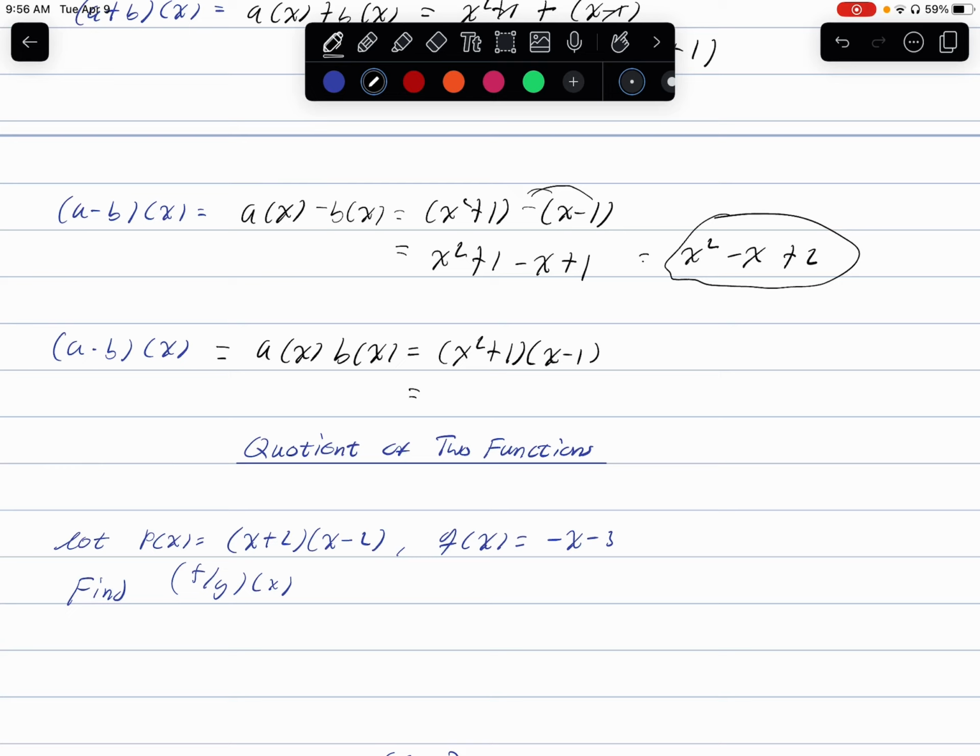So if we do our first, we'll have x squared times x, which is going to give us x to the third. Then we'll have x squared times negative 1, so minus x squared. Then 1 times x gives us x, and 1 times negative 1 gives us negative 1. And that is actually, I think, as simple as we're going to get that. So we can go ahead and circle that and call it our answer.